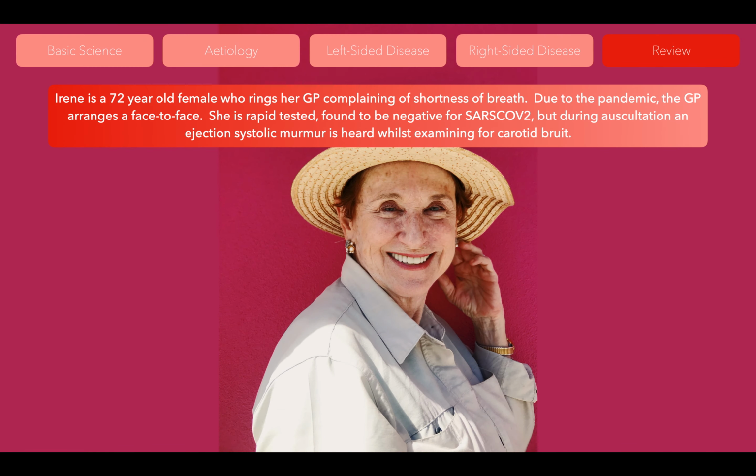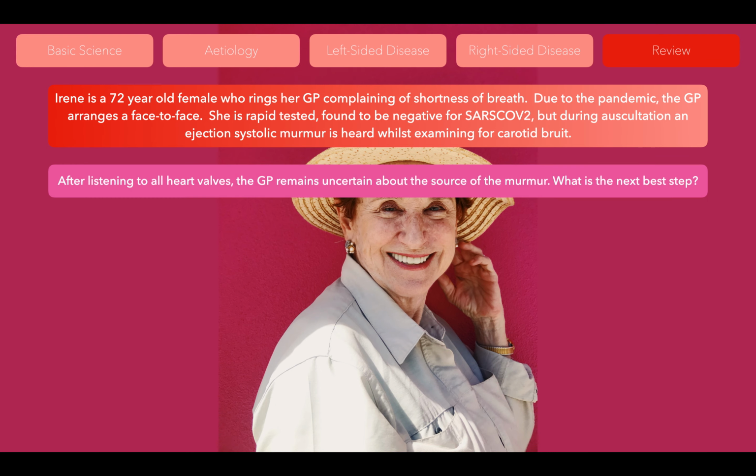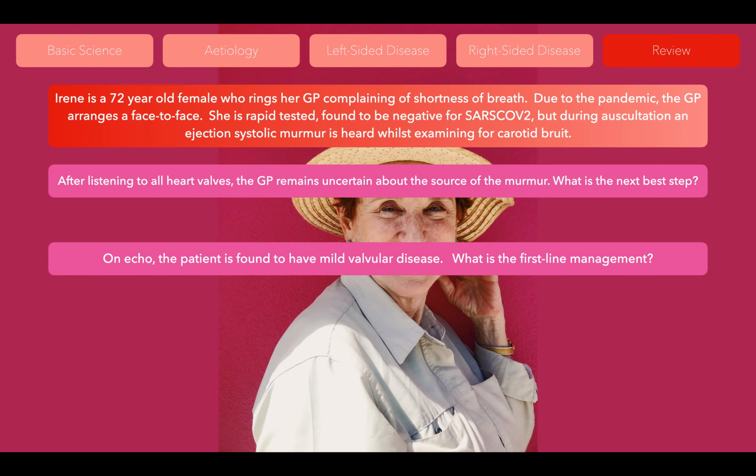Now then, this is Walsgrave Hospital in the 20s, I think, which means it's time for some patient questions. So, Irene is a 72-year-old female who rings her GP complaining of shortness of breath. Due to the pandemic, the GP arranges a face-to-face. She's rapid tested and found to be negative for SARS-CoV-2, but during auscultation, an ejection systolic murmur is heard while examining for a carotid bruit. So, after listening to all the heart valves, the GP remains uncertain about the source of the murmur. What is the next best step?